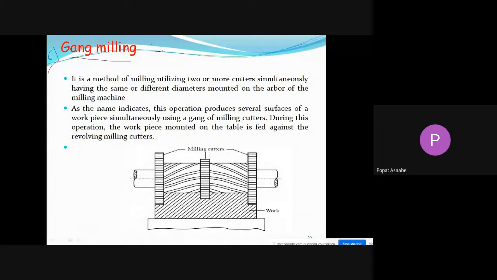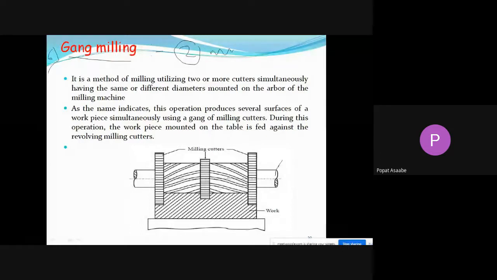Gang milling is the machining process in which we are going to use two or more milling cutters. In gang milling, two or more than two milling cutters are used, and all those milling cutters are mounted on the same arbor. See here, this is one arbor, and on that arbor we are going to mount more than two cutters, because in the straddle milling operation we are using two side milling cutters, but in gang milling we are using more than two milling cutters. When more than two milling cutters are there, it is called gang milling.